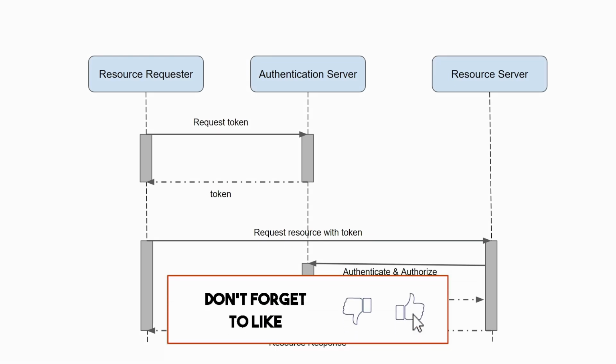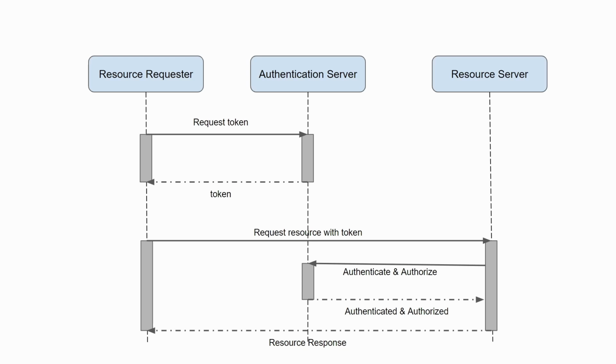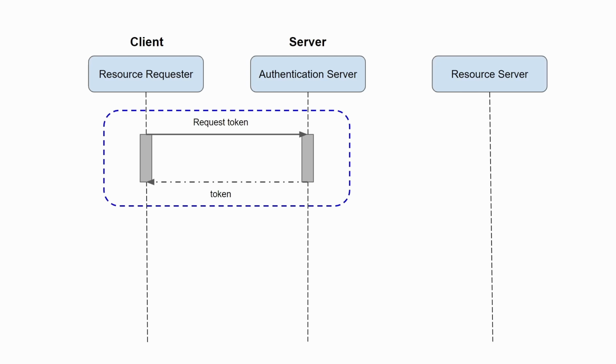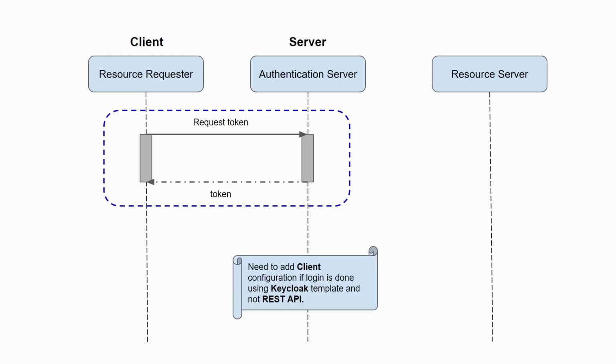In this sequence diagram, we have seen three main communications. We'll now see them individually and try to understand the naming conventions over here. The first communication was between the resource requester and the authentication server. Since the resource requester is requesting to the authentication server in a client-server architecture, it becomes a client and the authentication server is the server. When you're using Keycloak and you want to use the login configuration using the user interface and not the REST API, then you need to add a client configuration in the Keycloak server.